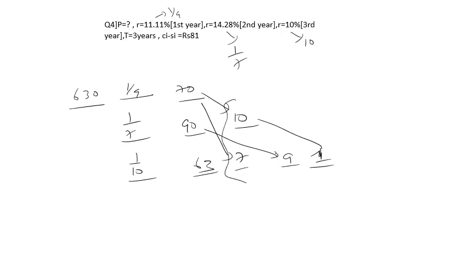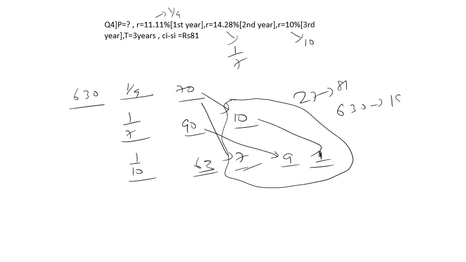CI-SI difference is given as 81. This part is the CI-SI difference for 3 years, and this is 10 plus 10, 20, plus 7, 27. 27 units equal to 81. So 630 units equal to, 81 is 3 times 27, so 630 into 3, 1890 is the answer, right? Now moving to the next.